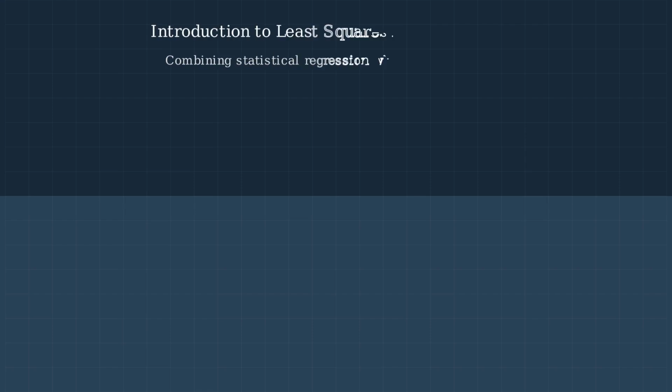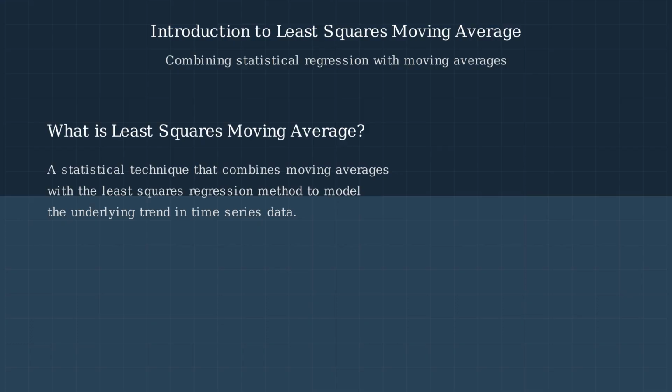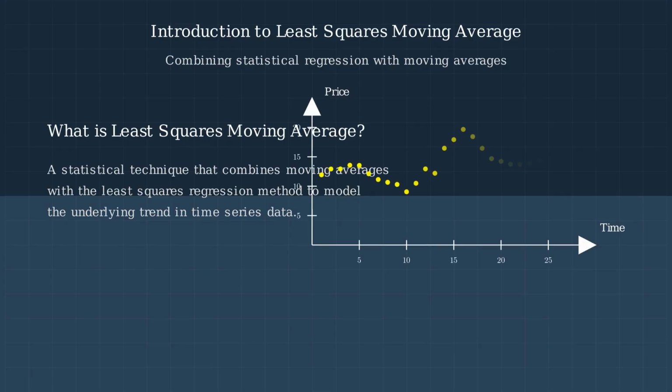The least squares moving average, or LSMA, is an advanced statistical technique used in time series analysis and financial markets. LSMA combines traditional moving averages with the least squares regression method to better model underlying trends in data. To understand LSMA, let's visualize a price series with natural market fluctuations.